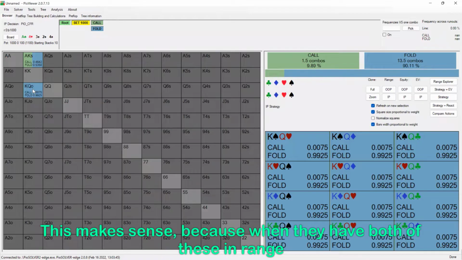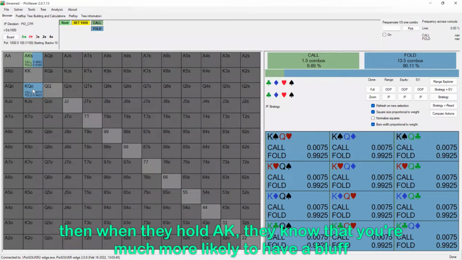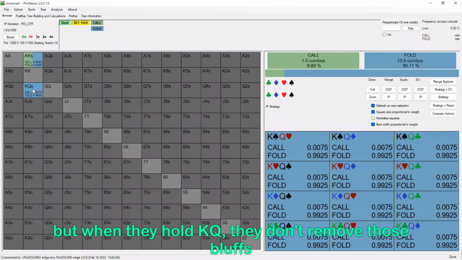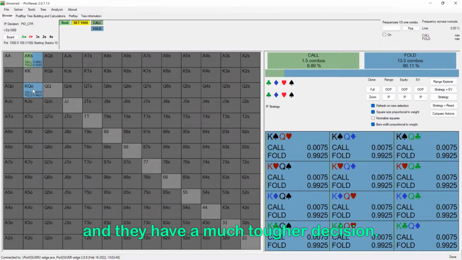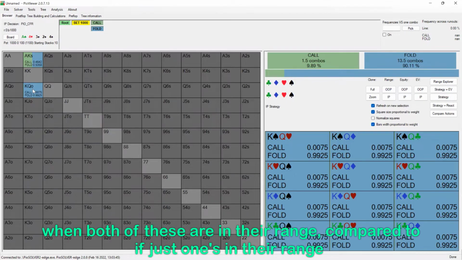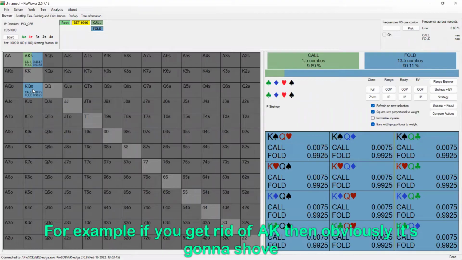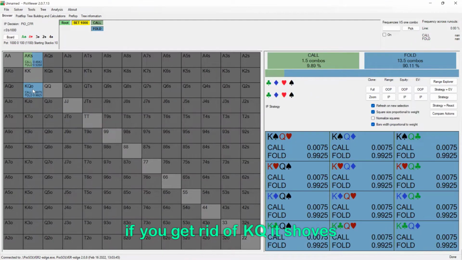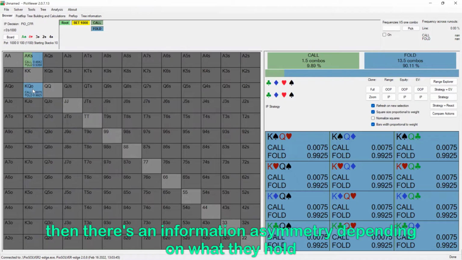This makes sense, because when they have both of these in range, then when they hold ace king, they know that you're much more likely to have a bluff. But when they hold king queen, they don't remove those bluffs, and they have a much tougher decision. I feel like there's going to be a difference in the information levels when both of these are in their range compared to if just one's in their range. For example, if you get rid of ace king, then obviously it's going to shove. If you get rid of king queen, it shoves. But when they have both, then there's an information asymmetry depending on what they hold.